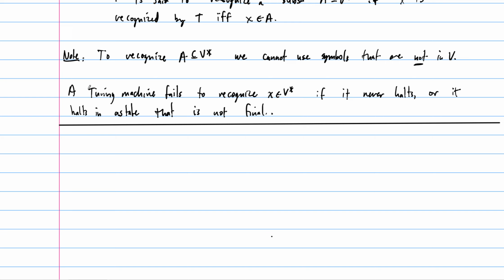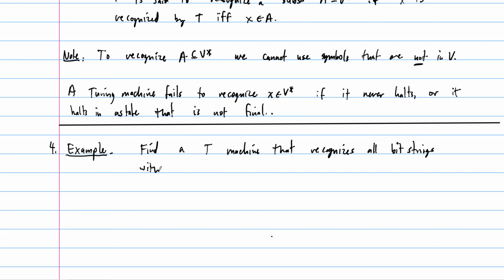All right, well, let's look at another example here. We've got a couple examples. So here's two examples, and we'll start with one, obviously. The first one, we want to find a machine that recognizes the set of bit strings that have a 1 as their second bit. So find a Turing machine that recognizes all of the bit strings with a 1 as the second bit, and this is the second bit from left to right.